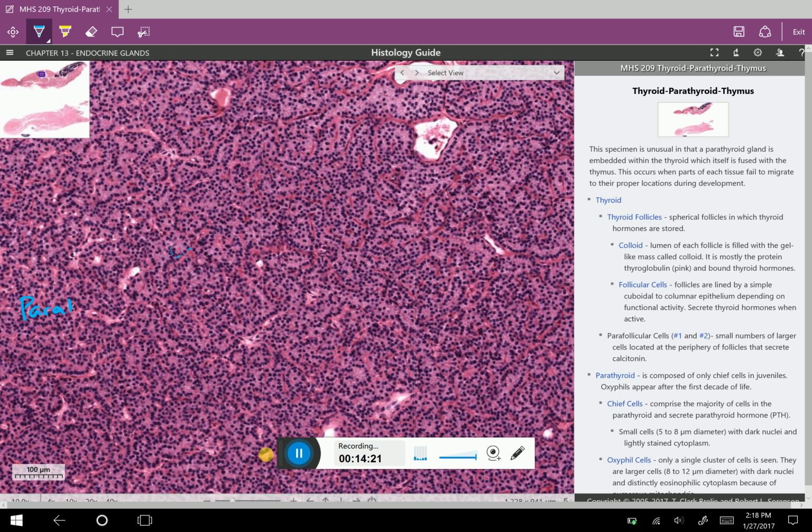And they release parathyroid hormone, PTH. And like calcitonin, PTH has a relationship to blood calcium levels. But instead of having the goal of reducing blood calcium levels, it will have the goal of increasing blood calcium levels. So parathyroid hormone does the opposite of calcitonin.